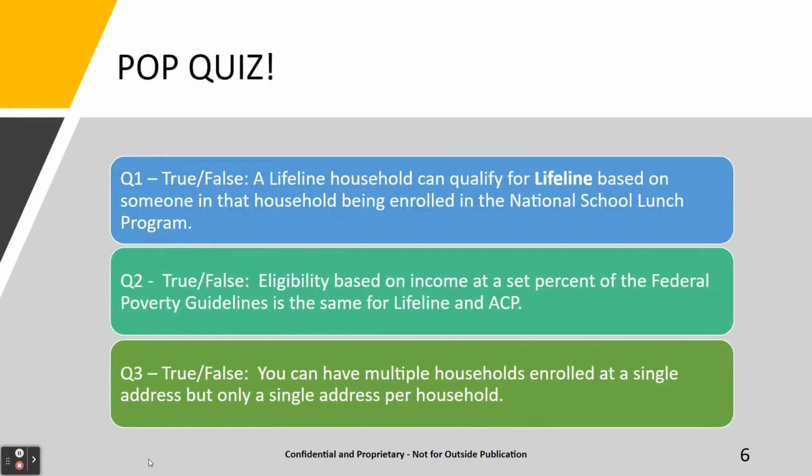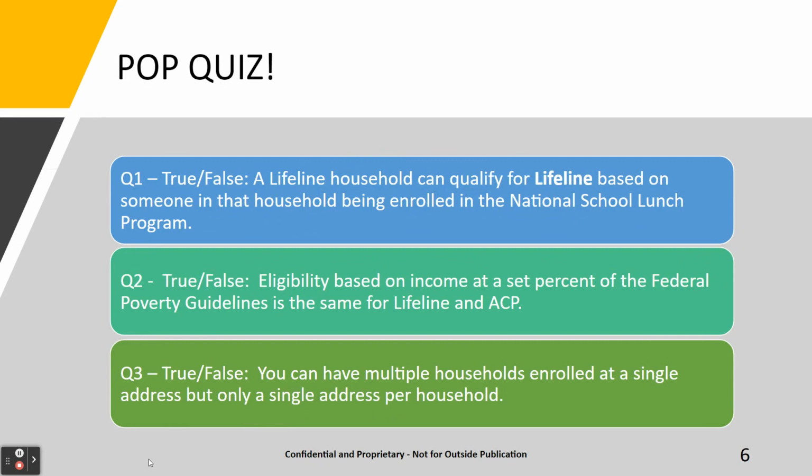Now, we're at a pop quiz. Training wouldn't be training without a pop quiz, or maybe two or three of them. Here's the first. Let's look at question 1. The answer is false. School lunch program enrollment can only be used as a program-based eligibility for the ACP, not Lifeline.